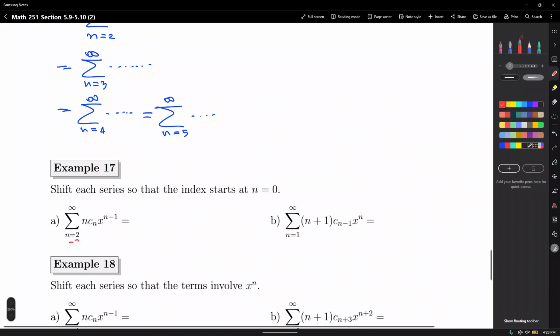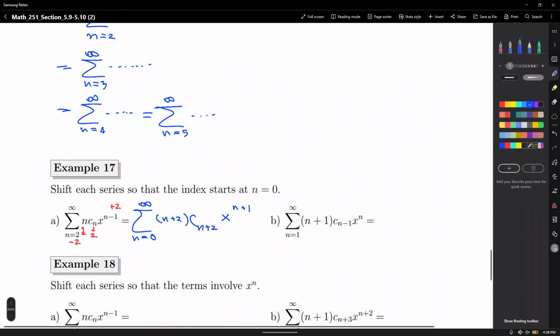However, if we subtract 2 for a complete shifting, what do we do to all of the n's inside of the series? Add 2, add 2, add 2. So sigma n equals 0 to infinity of (n plus 2), c subscript n plus 2, x to the, what is n minus 1 plus 2? N plus 1, all right? And these two series are equivalent, except that the new one now starts at n equals 0. All right?